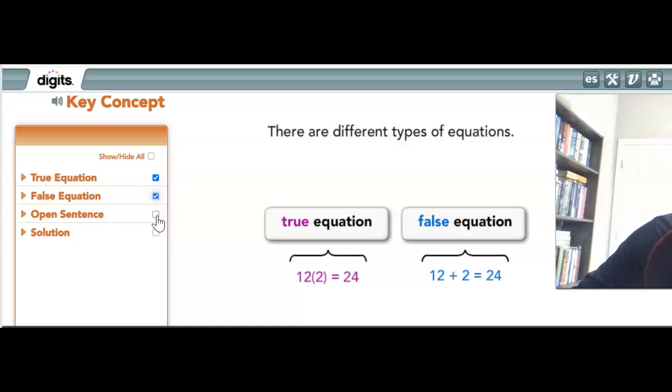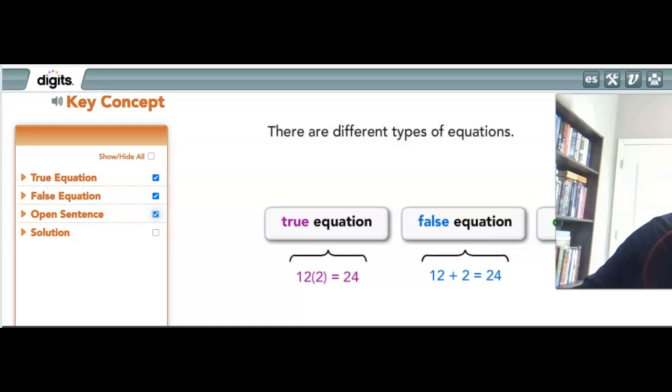The next one is open sentence. An open sentence, an example would be 12x equals 24. So this is called an open sentence because we don't know what the value of x is. It's a variable. So when you have a variable in an equation, it's going to be called an open sentence.